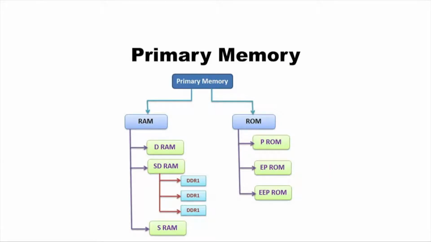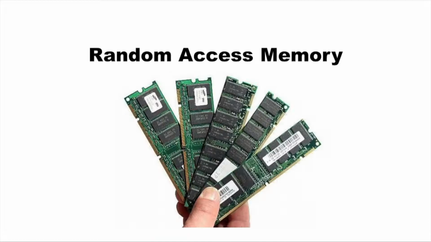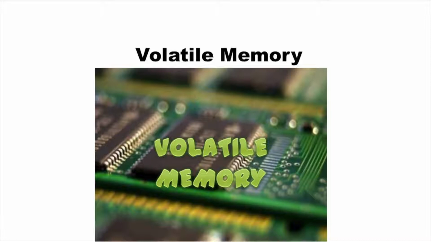Primary memory is generally of two types, RAM and ROM. RAM stands for random access memory. RAM is also known as read-write memory. It is generally referred to as the main memory of the computer system. It is a temporary memory. The information stored in this memory is lost as the power supply to the computer is switched off. That is why RAM is also called volatile memory.